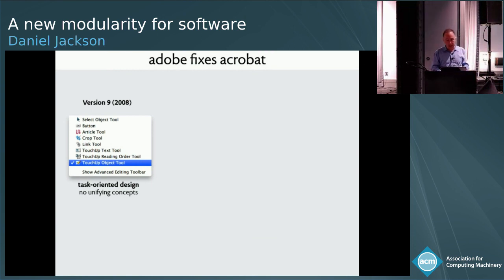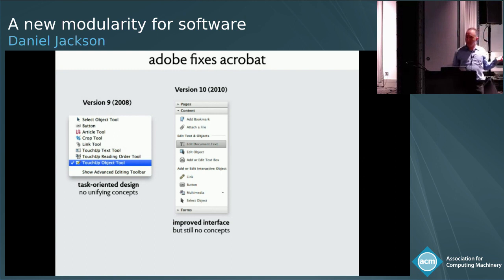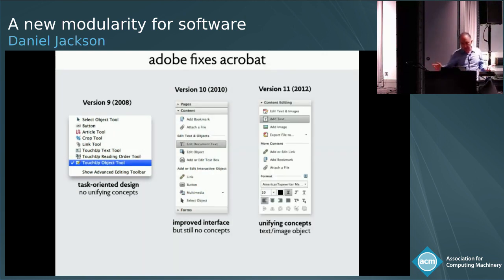So the end of this story is a happy one, which is that Adobe actually fixed Acrobat. But interestingly, it took them 2 attempts. In the first attempt, in version 10, they produced a much nicer interface, but that interface still had all the same underlying conceptual problems. If you look carefully, you can see that they had a button for edit document text, a button for edit object, and a button for edit text box. So objects, text boxes, and document paragraphs were all 3 different kinds of things that had no doubt arisen historically. And eventually, in version 11, in 2012, they unified everything, and they finally got the idea of a sort of polymorphic object, which could be a text object or an image object, which behaves in exactly the way that you might imagine.